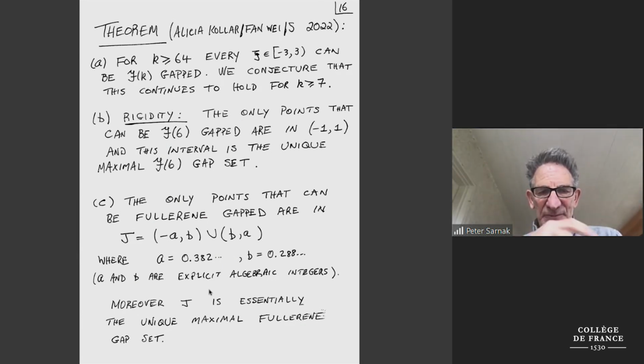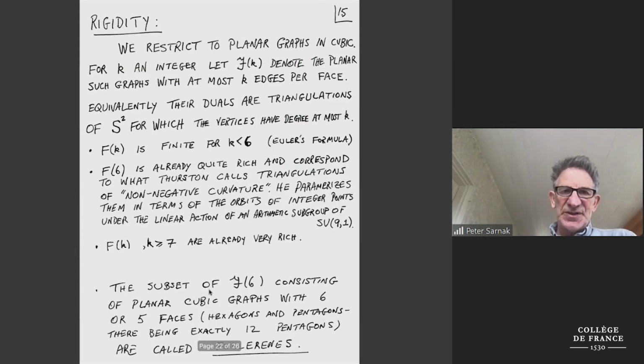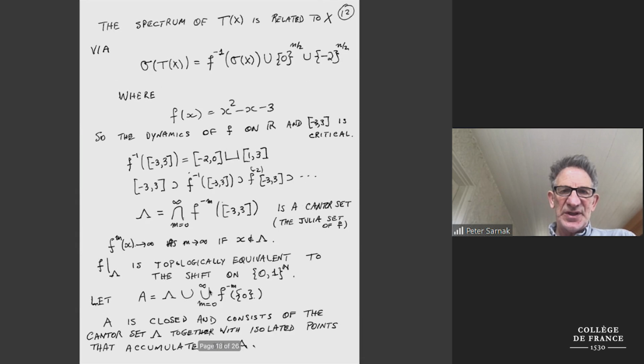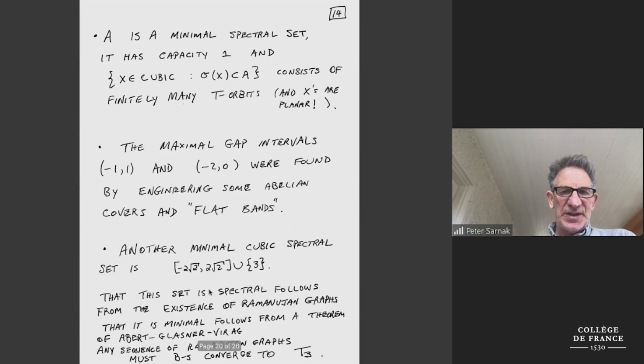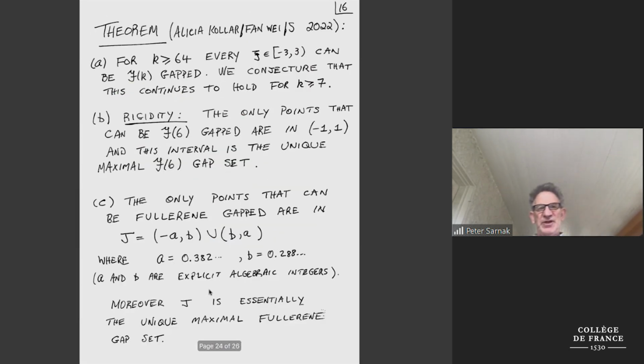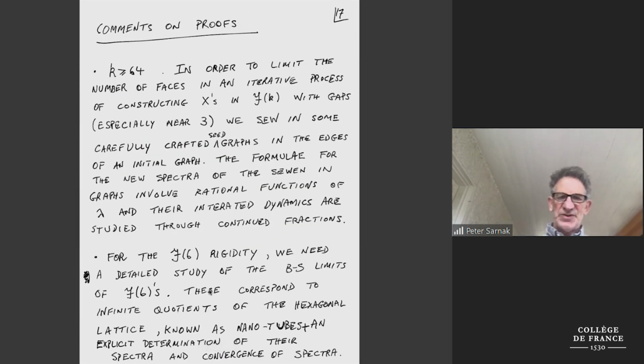The paper with Alicia, which has this theorem, you can read the proofs. They are published recently. But this last paper, if anybody's interested, we have a draft which we're happy to circulate. And of course, I'm happy to answer questions. Yeah, so I will put references at the end.